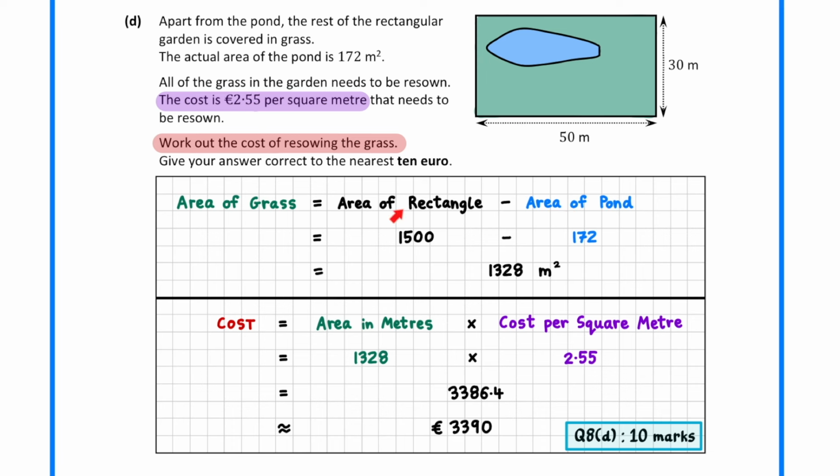Earlier, we found that the area of the rectangle was 1,500, and in this question we are told the area of the pond is 172. Subtracting tells us that the area of the grass is 1,328 metres squared. To find the cost, we multiply this figure by the cost per square metre, €2.55. When we perform the calculation and round to the nearest €10, we get a final answer of €3,390.